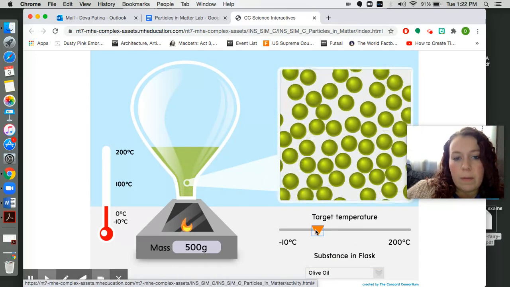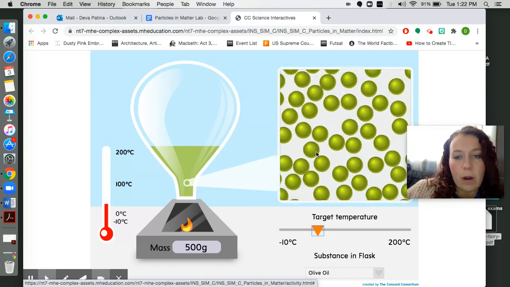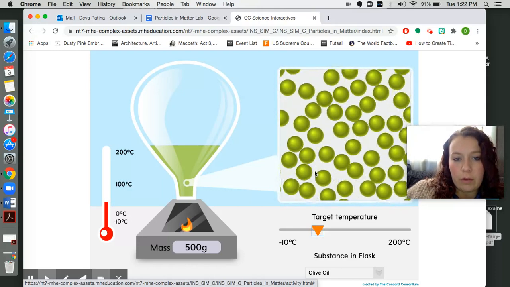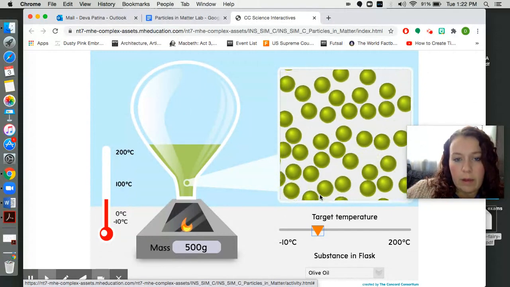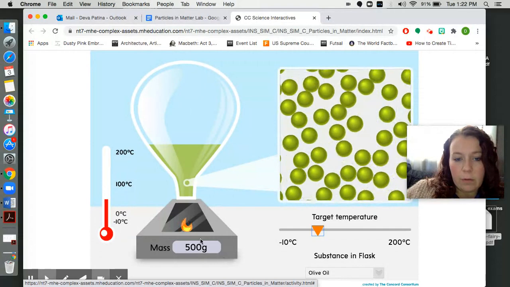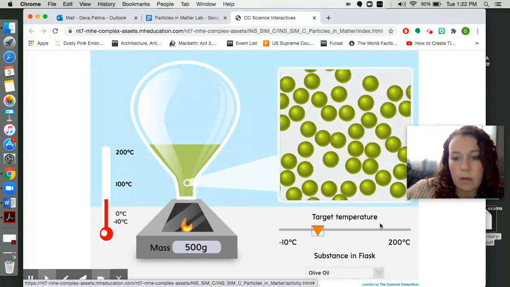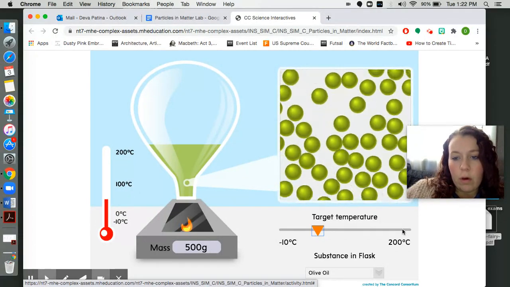So now the particles are moving faster. They're spreading out, and they're getting really fast. They must be really heating up. Notice my mass is still 500 grams. What if I increase the temperature all the way to 200?